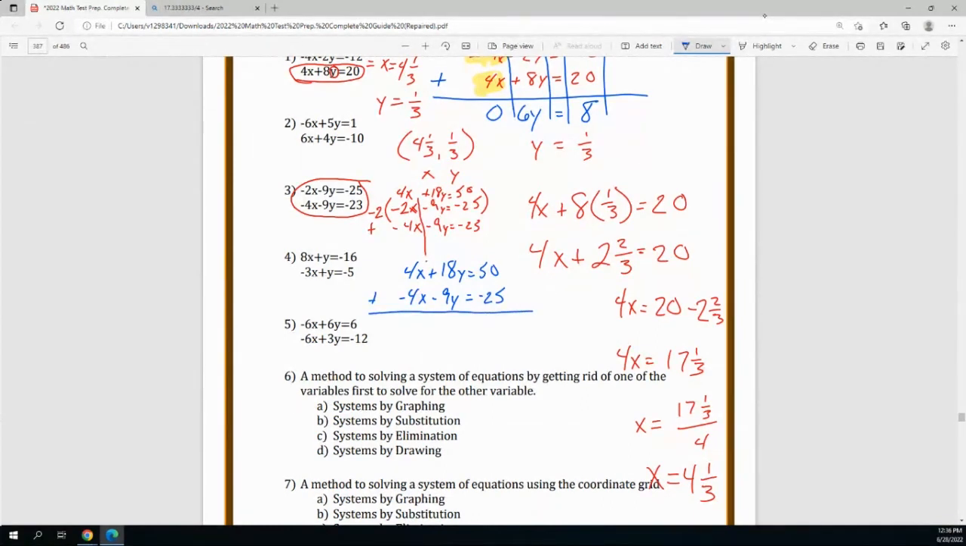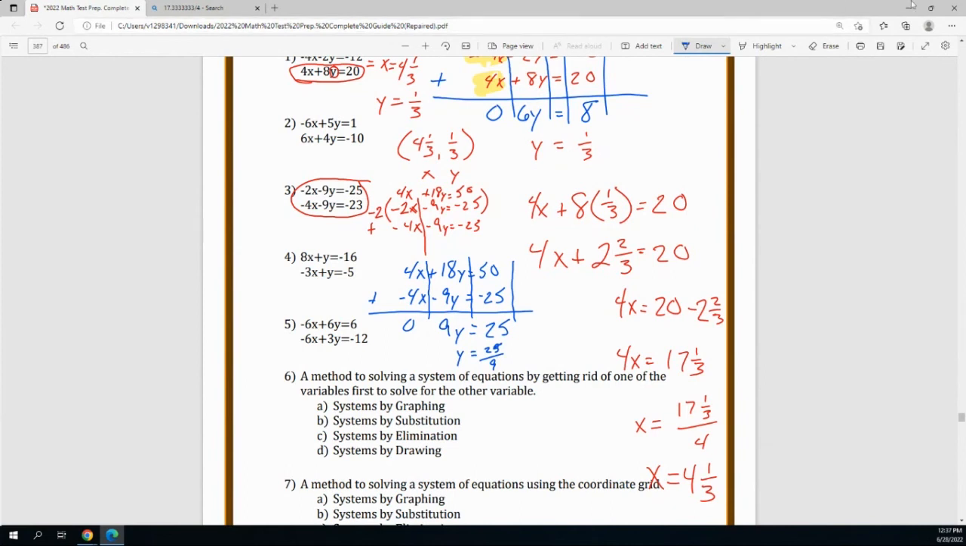Now let's go ahead and, remember, we're going to add these two equations together and see what we get. Our whole purpose was to eliminate the x's. So 4x plus -4x is now a 0. I have eliminated them. Let's keep going. 18y plus -9y is 9y, equals 50 plus -25, which is 25. So I am left with 9y equals 25. Let's solve for y. The opposite of multiplying by 9 is divide by 9. So now I have 25 divided by 9.